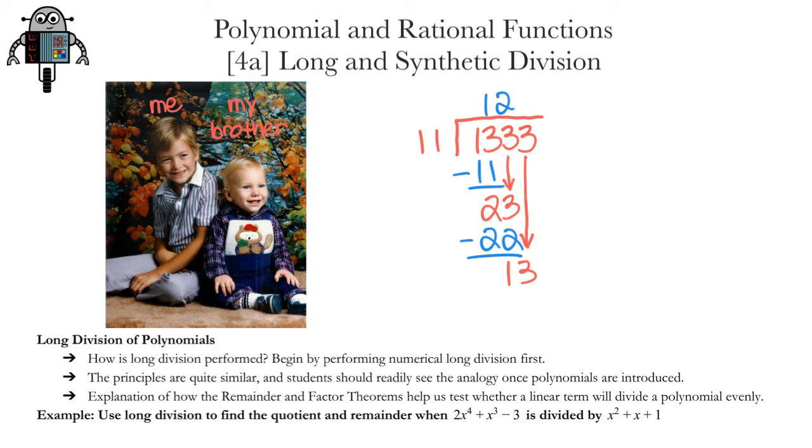Then we repeat the process one more time. 11 goes into 13 once, 1 times 11 is 11, and 13 minus 11 is 2. We can make a few conclusions based on our long division. First, the quotient is 121. Second, the remainder is 2. And finally, 11 is not a factor of 1,333 because the remainder is 2 and not 0.